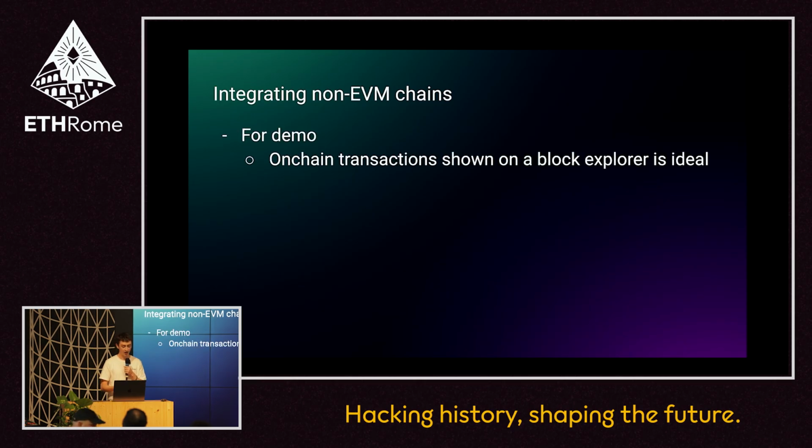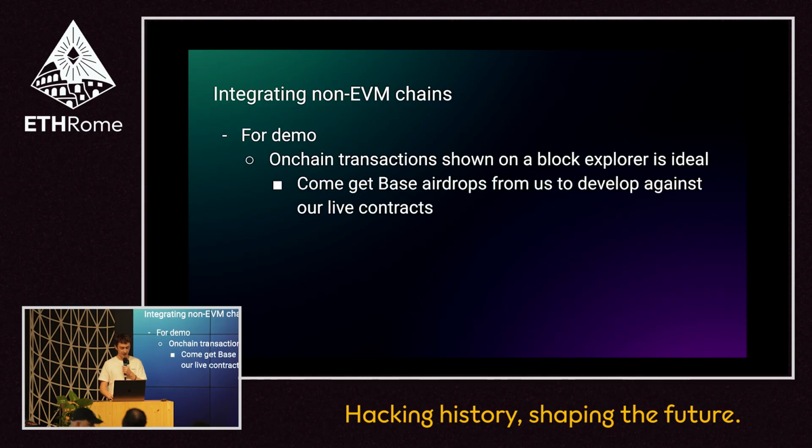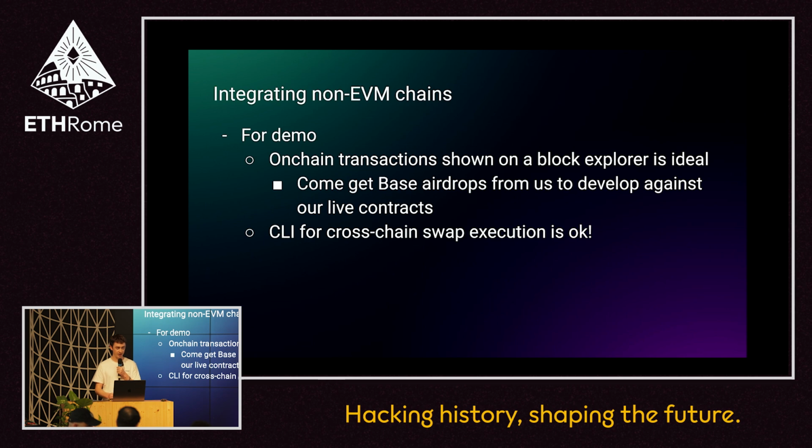For the demo, the on-chain transactions should be shown on a block explorer to prove that they worked. We have Base airdrops where we can give you some 1inch tokens, and you can use our system to swap that for Ether or whatever else you want to prove your demo works. Just come talk to us, we can give those to you. You can do all of this on the CLI. You don't need a UI, but that'll be bonus points. Doing this on CLI is enough because this is a pretty challenging bounty.